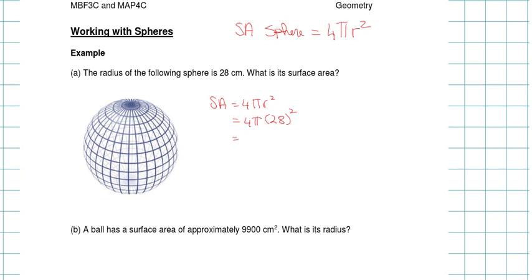So the answer is going to be 9852.0. And then what would be your unit for this one? Centimeters squared. It's a surface area. So anything that's area, it's a square term. Because look here, this is 28 centimeters and they're all squared. So what happened? You square the 28, but also your unit is going to be squared.